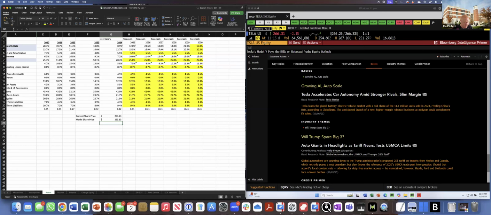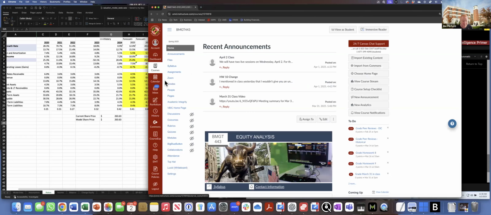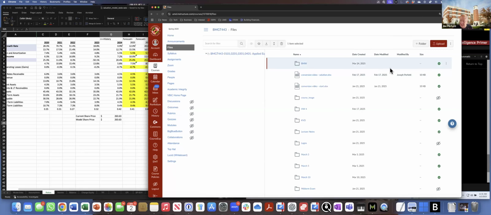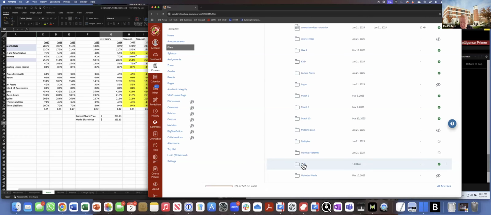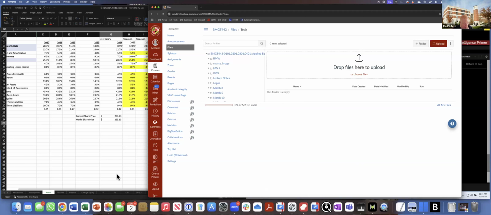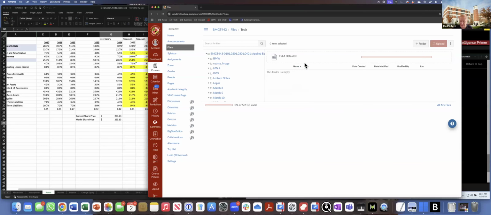And for those of you following at home, what I'm going to do is open up Elms. I'm going to go to the Files folder. I'm going to create a new folder, which we're going to call Tesla. And in that folder, I am going to upload the data that I exported and those 3 screenshots.